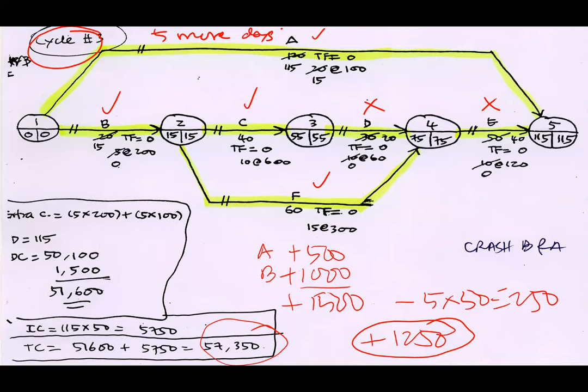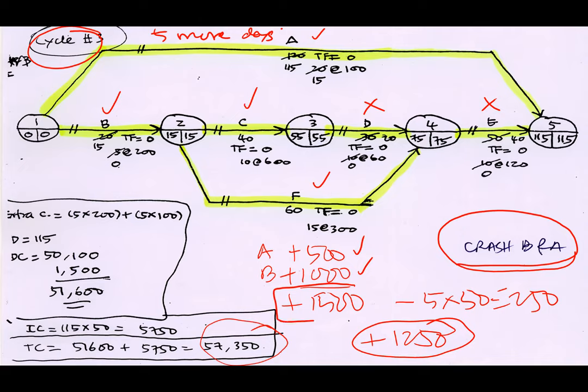Okay, now, if I want to crash B alone, it's not going to make it into the overall project duration. Since they are interconnected, I do need to crash activity A and B. Okay, A and B. Because they are still the cheapest and they do influence the overall project duration. Okay, I choose that one. So if I crash A, 5 days, each day is 100, is 500. B is 200 times 5, which is equivalent to 1000.